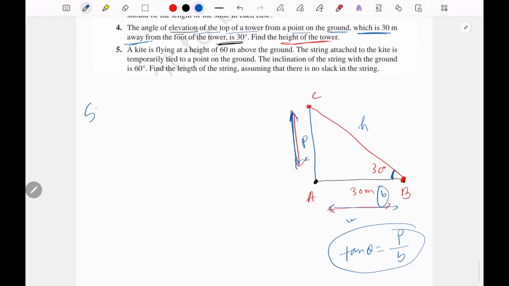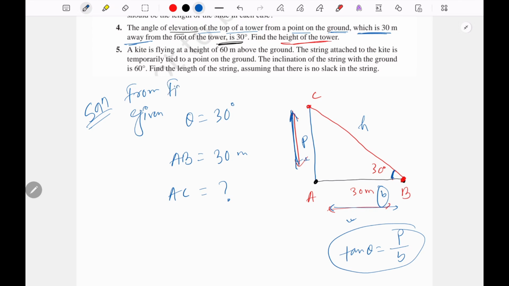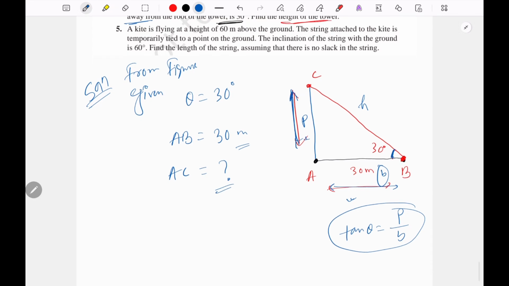So first write what the given things are. Theta equals 30 degree and AB equals 30 meter. We need to find the value of AC. So you write here, from figure, given theta equals this, AB equals 30 meter, and we need to find the height of this tower, AC.